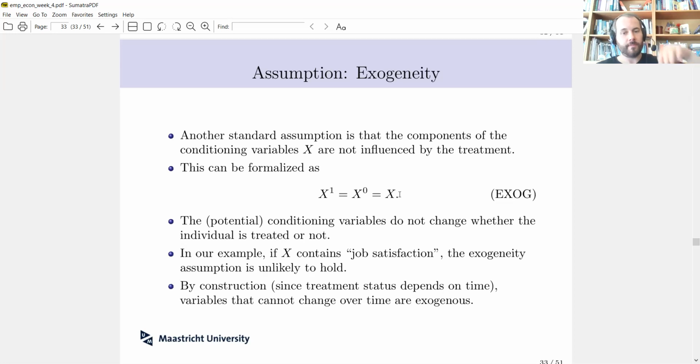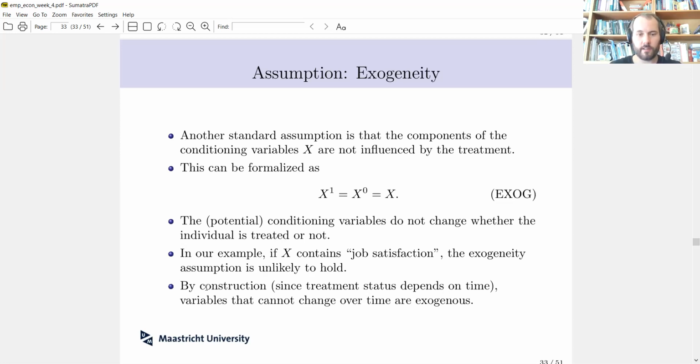This is the problem. If the X variable is itself affected by the treatment, this introduces a confounding variable. So for instance, let's say X contains job satisfaction, which is probably affected by the job training, then exogeneity does not hold.